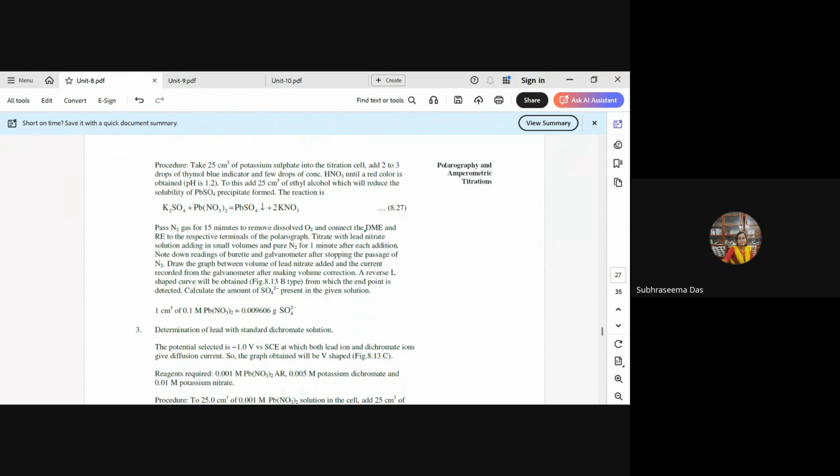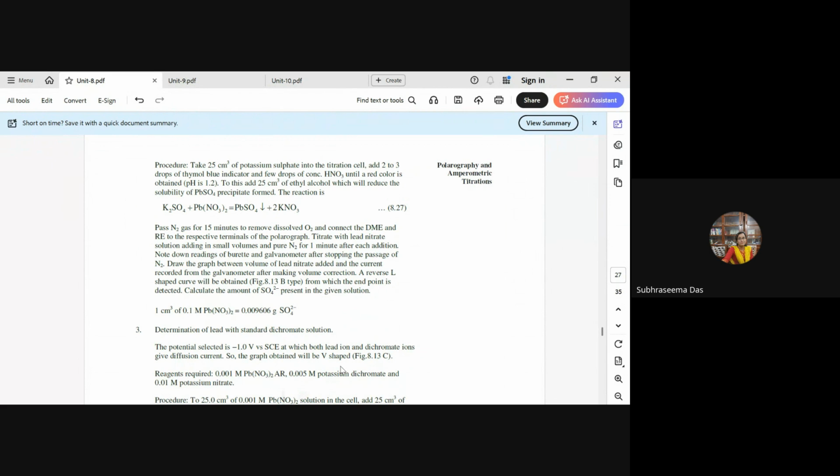Then the graph should be drawn between the volume of lead nitrate added and the current recorded from the galvanometer after making volume correction. So a reverse L-shaped curve will be obtained, from which the end point is detected. Then the amount of sulfate present in the given solution can be calculated.